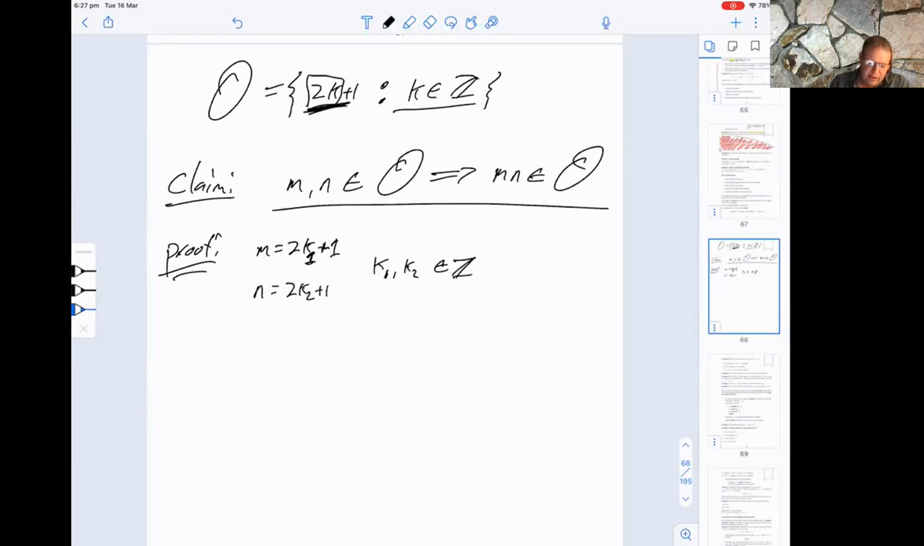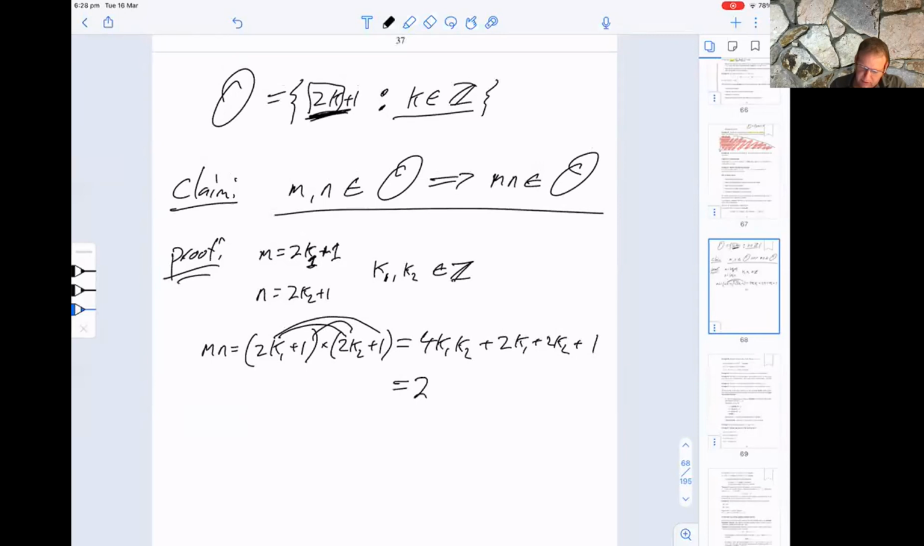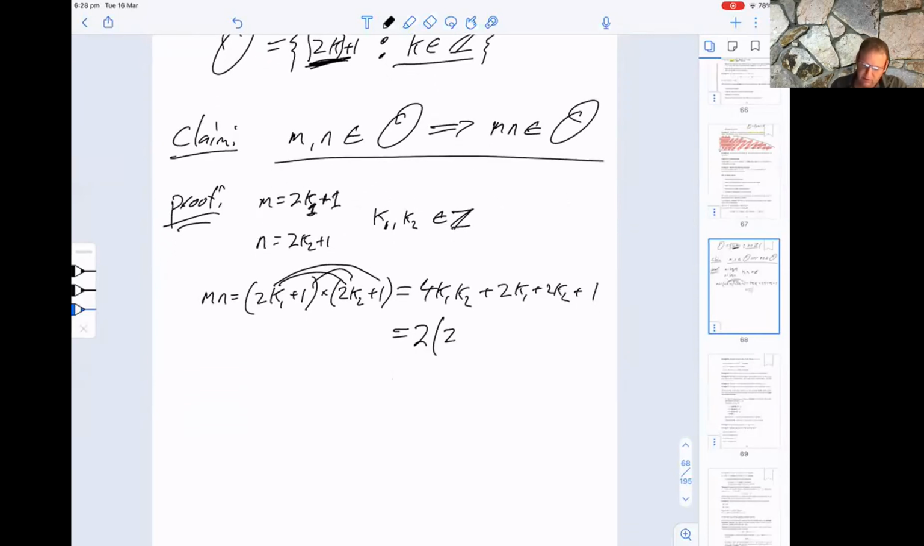Once we've done this, we can say that mn is (2k1 plus 1) times (2k2 plus 1). Now we can do some algebra, and that's going to be 4k1k2 plus 2k1 plus 2k2, plus 1. Now we can pull out a 2, for example. That's 2 times (2k1k2 plus k1 plus k2) plus 1.